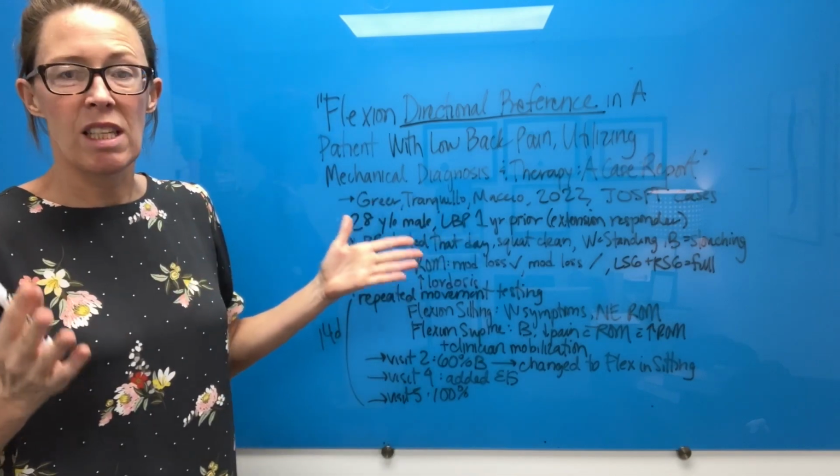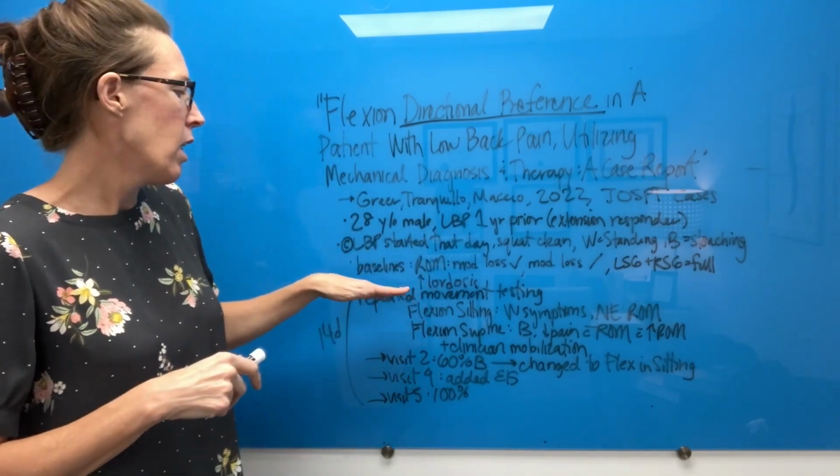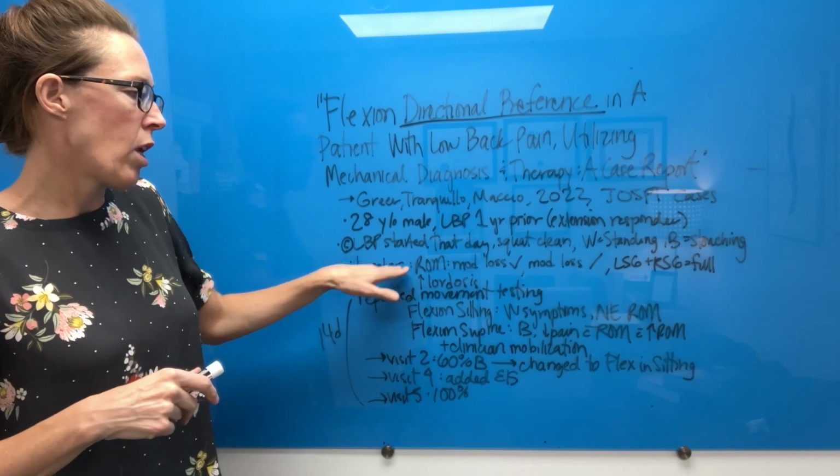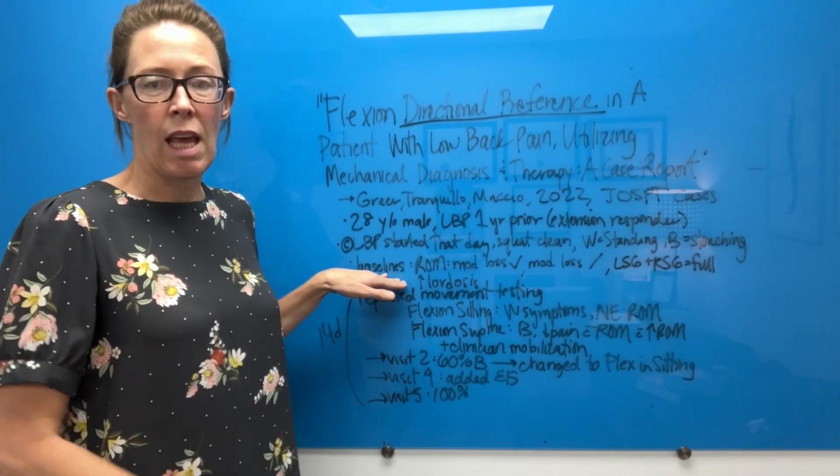So that's the short version of the specific verbal history. It was pretty concise since the pain had started just that day. Now, when we get to the orthopedic evaluation after the verbal history, part 2 is taking the baselines.